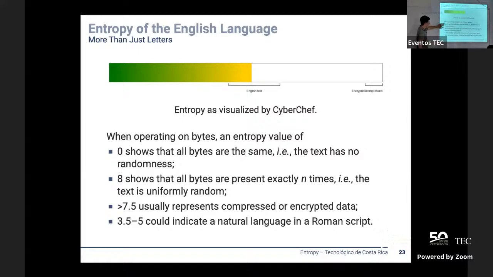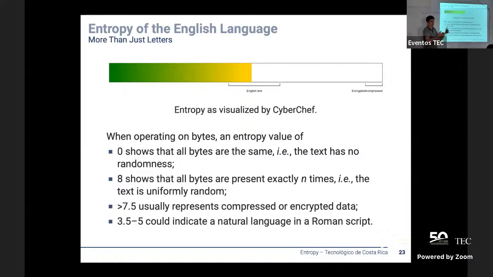And so just to summarize again, what does it mean to compute the entropy of some certain text? Well, if we get an entropy of zero, we basically get that all bytes are the same, because the probability of a certain byte occurring is one. So we got this lower bound of entropy, meaning zero. So the text has no randomness at all. If it's eight, we know that the text is completely random. Why eight? Because we operate on bytes here.